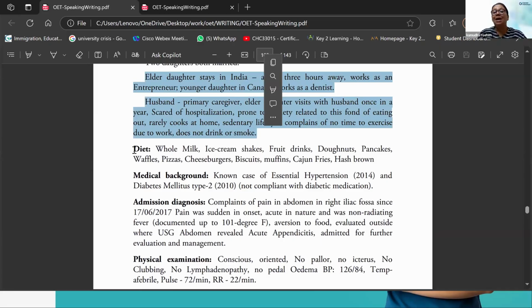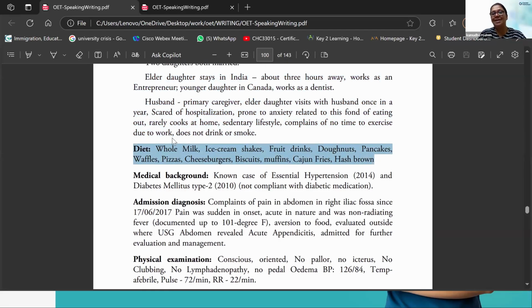Now, conciseness and clarity, coming to that point, you can see it's given here. The diet of the patient is whole milk, ice cream shakes, fruit drinks, donuts, and a whole lot. So you do not need to include all these names in the letter. So how would you write it in a very formal way? All you need to mention is the patient consumes a fat-rich diet. That is the conciseness. Okay. So I hope it's clear till now.